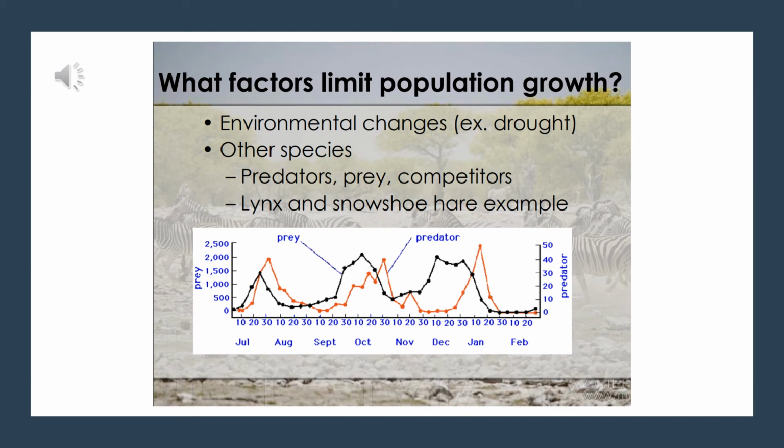Some more limiting factors are environmental changes like drought and other species: predators, prey, competitors. So take a look at this graph below. It shows an example of a lynx and a snowshoe hare. Take a few minutes to look at the prey and the predator and their population sizes and how they fluctuate and how they relate to one another.